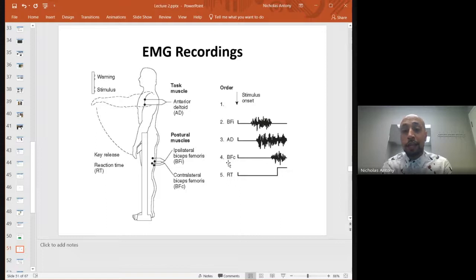What they wanted to look at is, when performing that task, we had the go signal, and they wanted to see what muscles turned on and in which order. It was actually the ipsilateral hamstring, then the deltoid, then the contralateral hamstring. Interesting, right? So remember we talked about in neuroscience, the premotor cortex, you have to activate the stabilizing muscles first. Here's an example of stabilization.